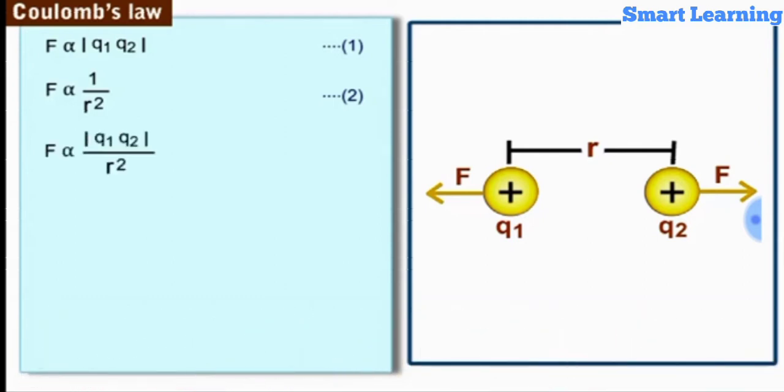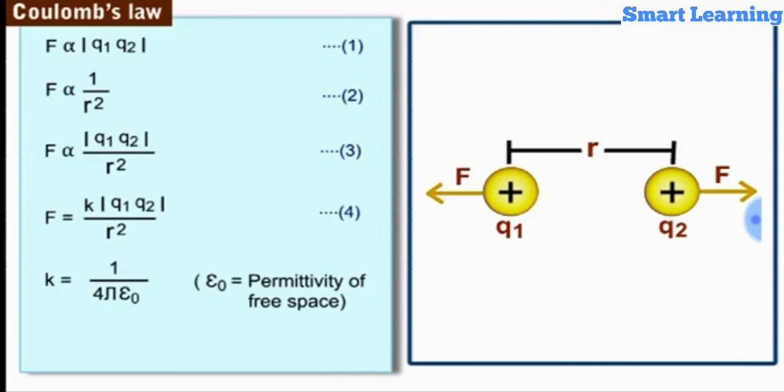Hence, the electrostatic force F between the charges Q1 and Q2, separated by a distance r, is proportional to Q1 Q2 upon r square. Let us label it as equation 3. A constant of proportionality k is used to get the equation F is equal to k Q1 Q2 upon r square. Let us label it as equation 4.